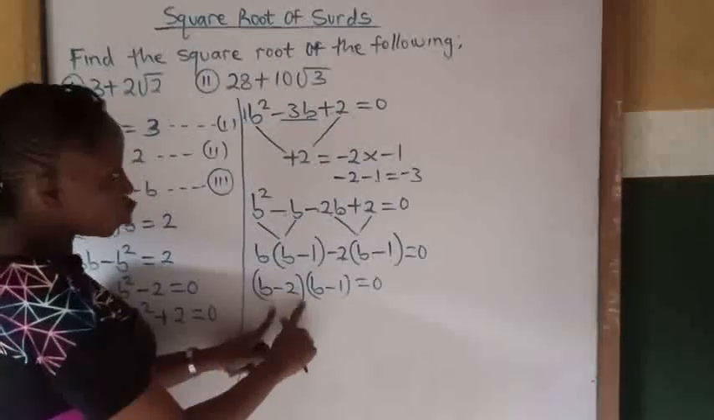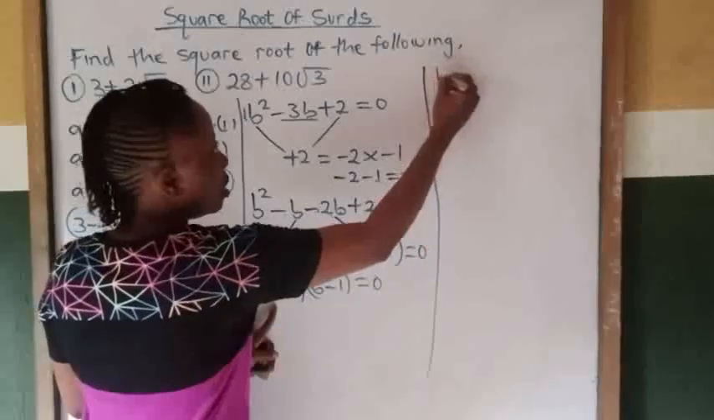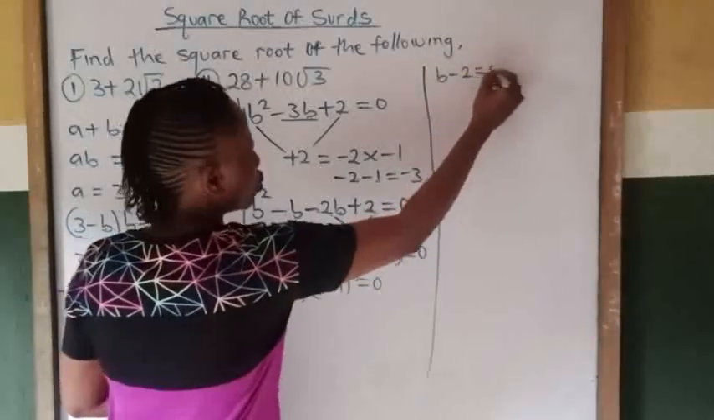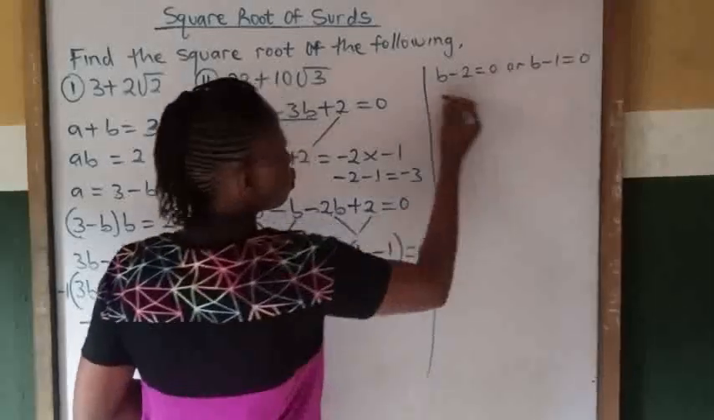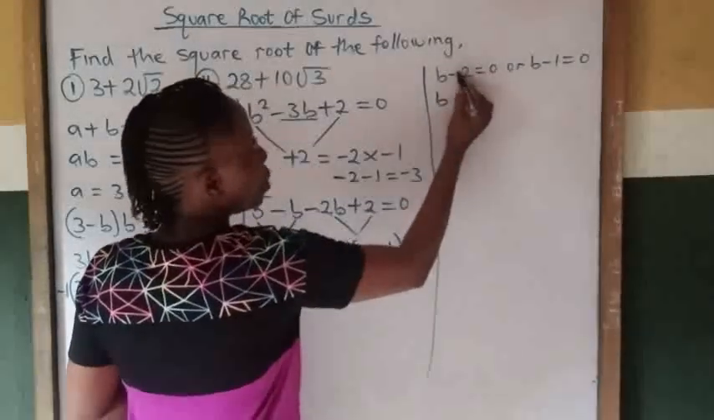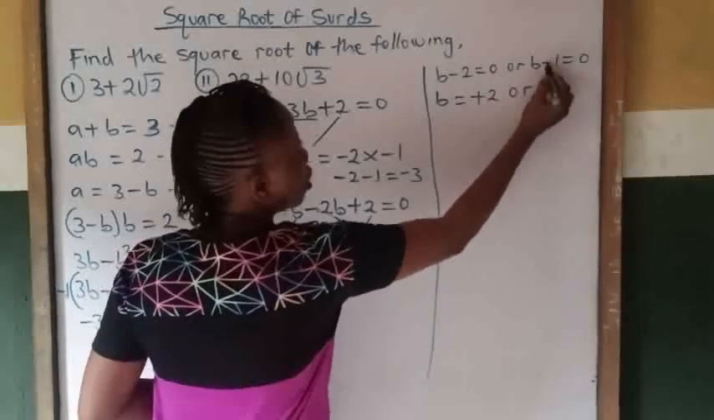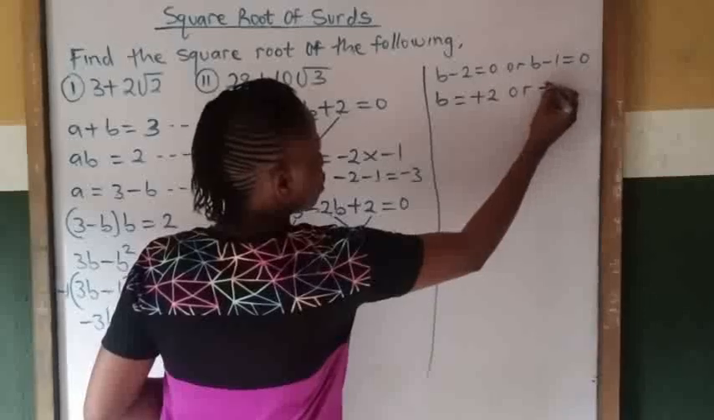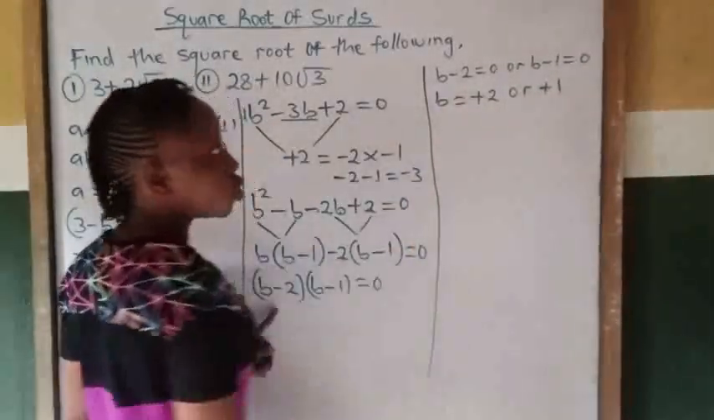So b minus 1 equals 0. Therefore, we are going to say that b minus 2 equals 0 or b minus 1 equals 0. So b will now be equal to, bring minus 2 down to this place will give us plus 2, or when you bring minus 1 down to this place will give us plus 1. So b is equal to plus 2 or plus 1.